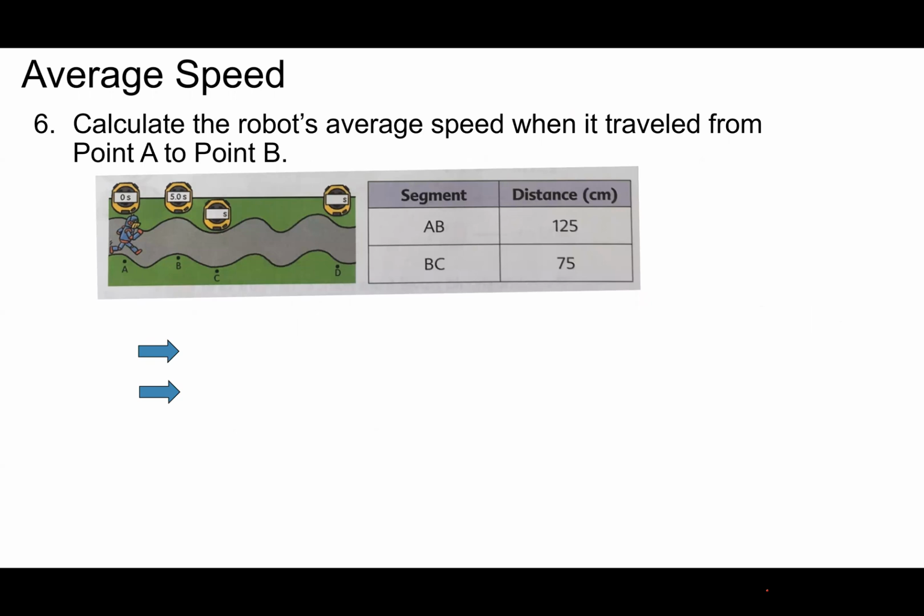All right, so now we're going to calculate the robot's average speed when it traveled from point A to point B. All right, so segment AB. So check this out. You've got like this little map here, and he goes from A to B, to C, to D. Okay. Let's calculate his average speed from A to B. If we're finding speed, what goes on the left? Time or distance? Time. Okay.